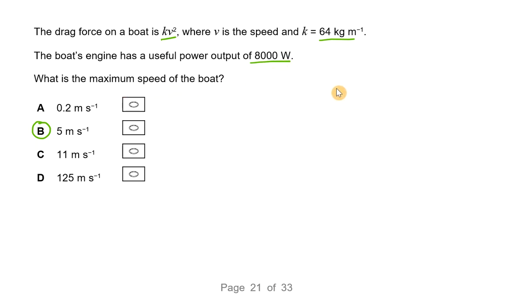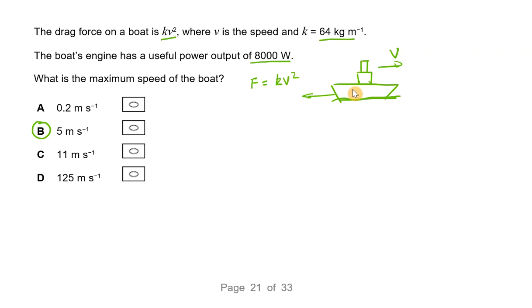So let's have a look what's going on here. Well, we've got a boat and it's sailing along. So it's moving in that direction with a certain velocity, and there's a drag force trying to stop it moving in that direction, and that drag force is equal to kV squared. It makes sense that drag force has got the numbers kV squared, because it's saying as it goes faster, as its velocity increases, that force on it increases.